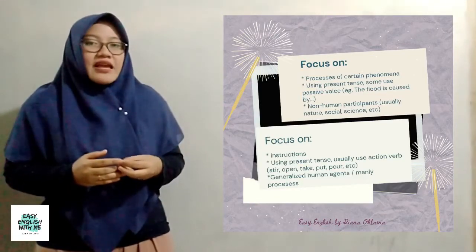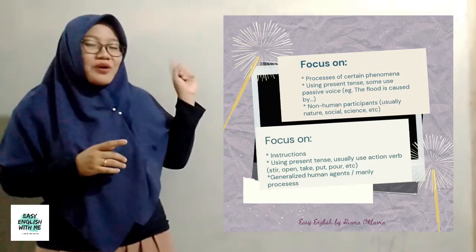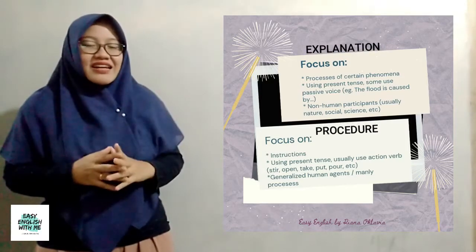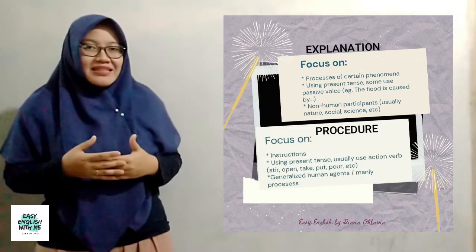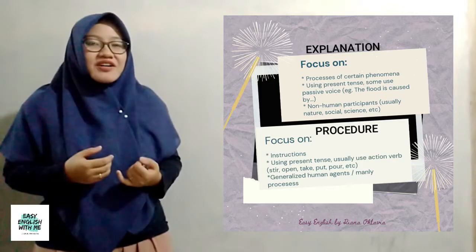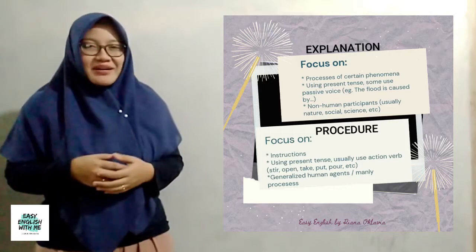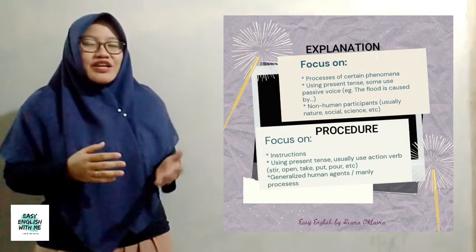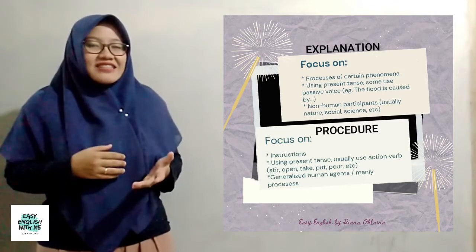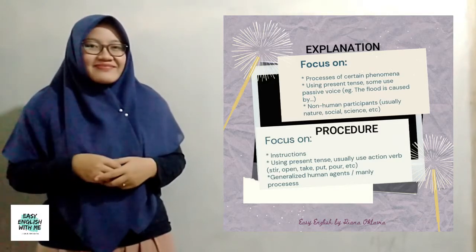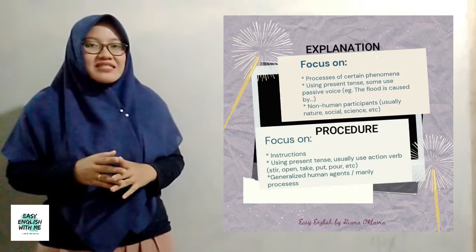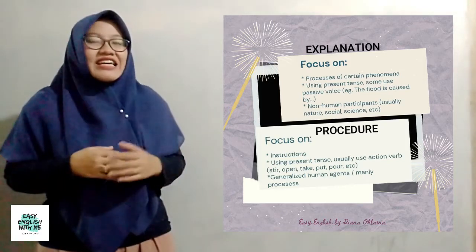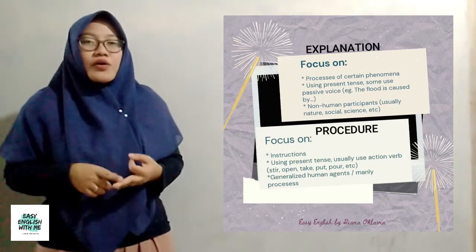Next, we'll discuss and analyze the focus of the text, explanation and procedure text. The first one, box number 1, explanation text, focuses on the process or detailed process of something. Usually, explanation texts tell about the phenomena about nature, social, culture, science, etc. And usually, explanation texts use passive voice. For example, the flood is caused by blah blah blah. And usually, explanation texts tell about non-human participants. It means about phenomena or certain event about nature, culture, social, or science, etc.